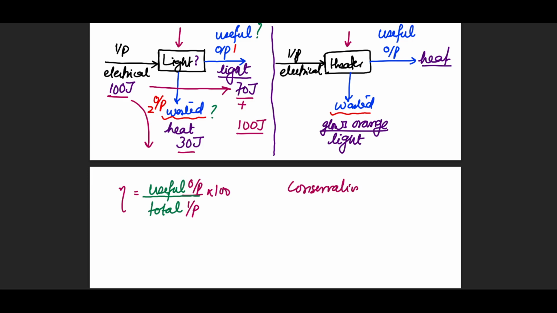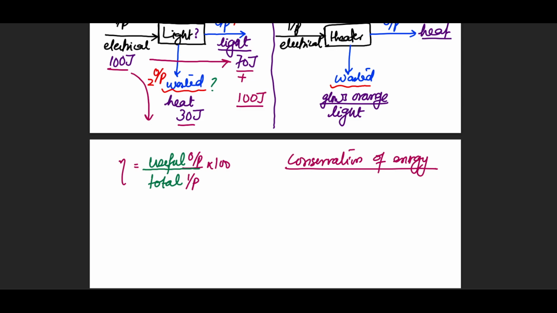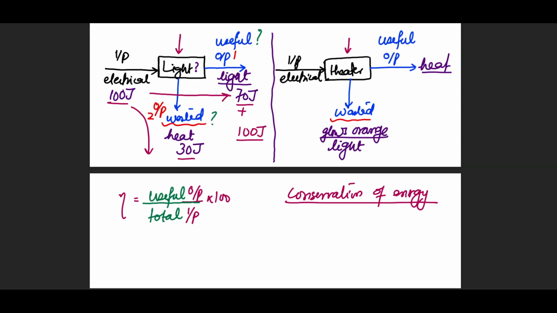What does this tell you? Conservation of energy tells you that one form of energy will be converted to another. For example, over here, electrical is being converted to light and heat. It will be converted to other forms, but it will never be the case that it is unaccounted for.